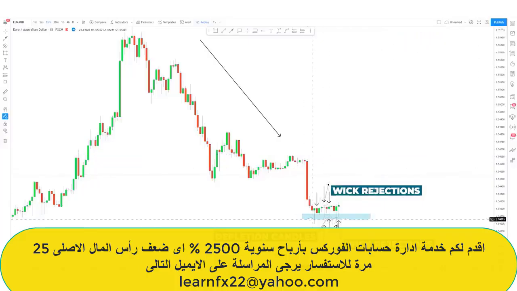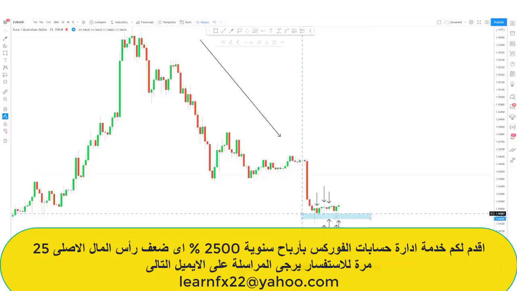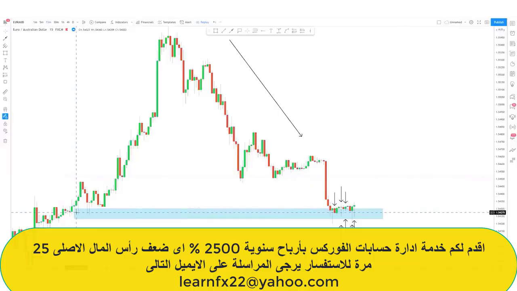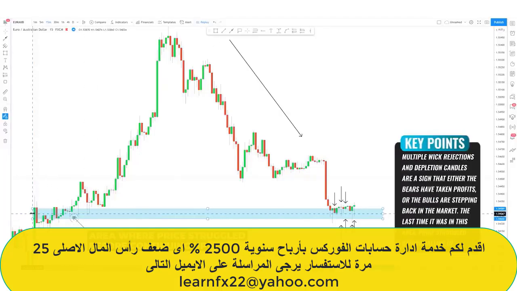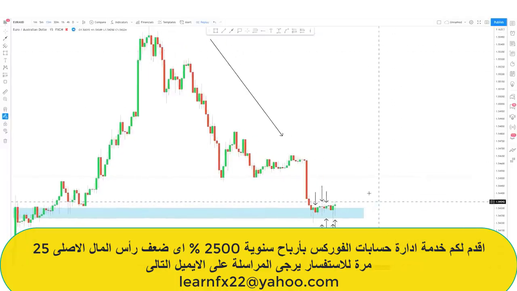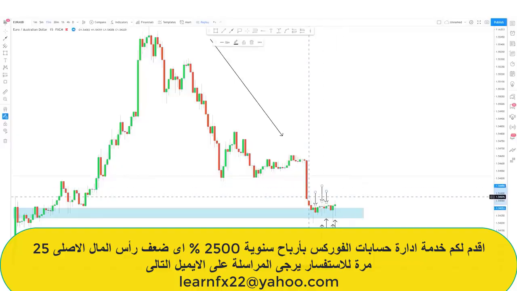Now, we can also add some more confidence to this by simply just dragging this to the left. If you look here, past history has told us that price around this area also struggled before continuing to push up. Multiple wick rejections, lots of indecision candles. So this is a sign that, guess what? Either the bears are taking profits because they've hit targets, or the bulls are stepping back into the market because the last time it was at this area, price struggled for a little while before rallying to the upside. But we can't take a trade yet, but we can now start to build a picture.